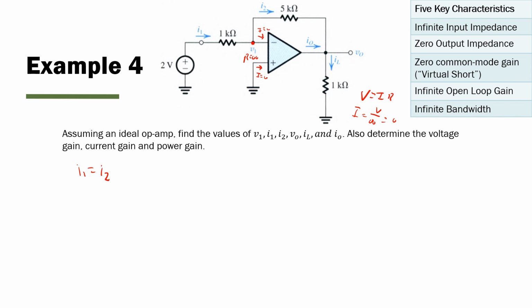What's V1? Well, let's leverage this property, virtual short. The voltage difference between the negative and positive terminal should be 0 volts. And because the positive terminal is grounded at 0 volts, we know that it has to be 0 volts at the negative terminal. And therefore V1 is equal to 0 volts. So now I can solve for I1 and I2. It will be equal to 2 volts minus 0 volts divided by 1 kilo ohm, which is equal to 2 milliamps.